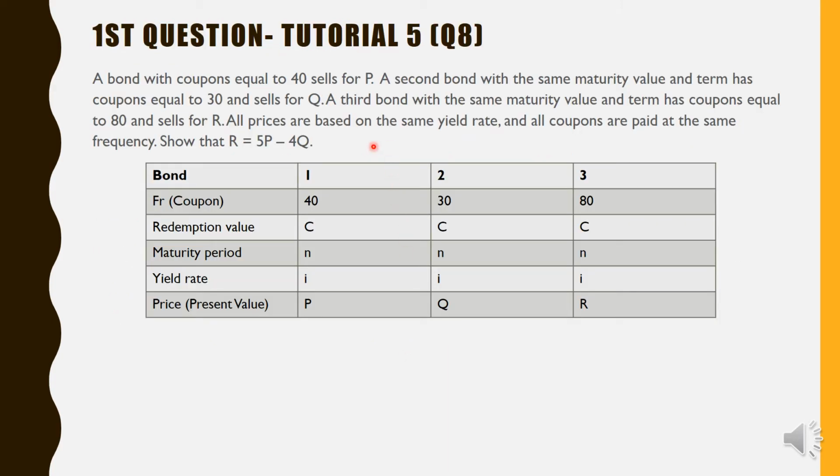So now I will proceed with my first tutorial question. I have summarized the question into a table. In this question, there are three bonds, which are bond 1, bond 2, and bond 3. Each of them has a different coupon payment, which is 40, 30, and 80 respectively, but all three have the same redemption value, maturity period, and yield rate. And we label the prices of the bonds as P, Q, and R for bond 1, bond 2, and bond 3. So in this question, we have to prove that R equals 5P minus 4Q.